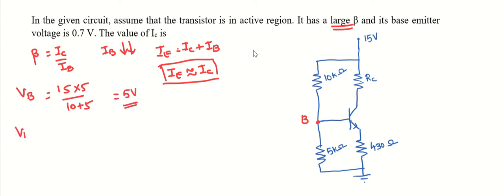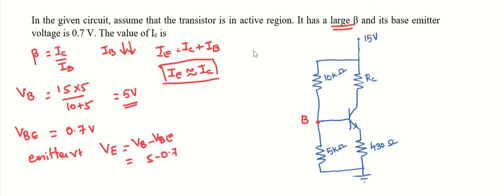Okay, already VBE is given. It is equal to what? 0.7 volt. So from this we can find the emitter voltage. So the emitter voltage VE equal to VB minus VBE. So it is 5 minus 0.7, 4.3 volt. Okay.